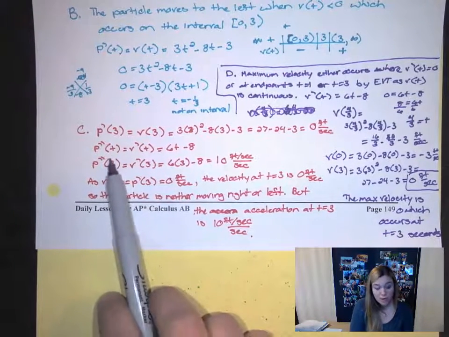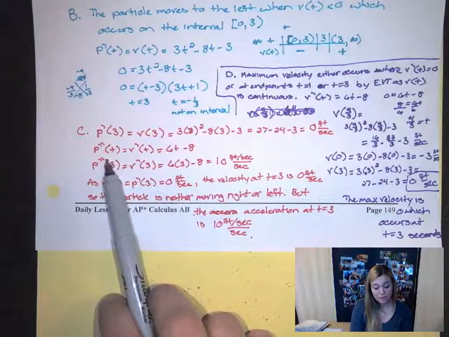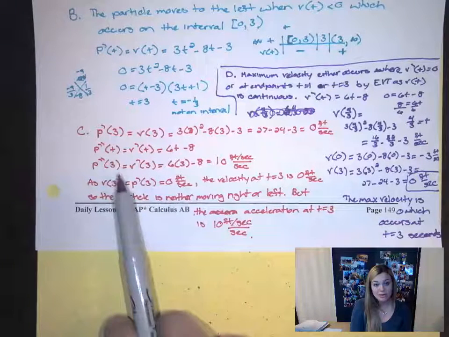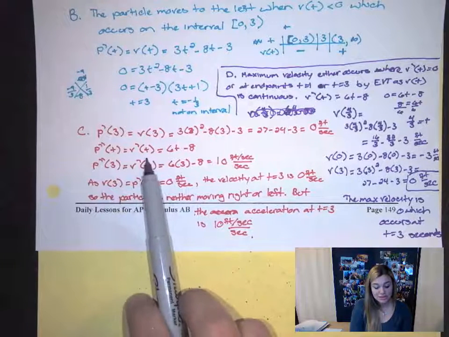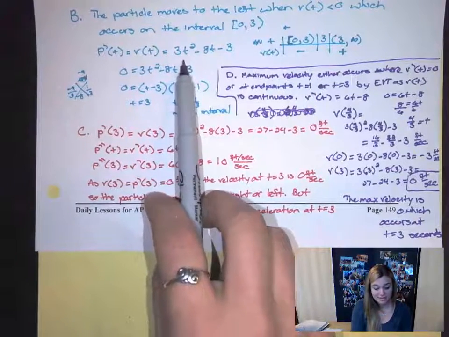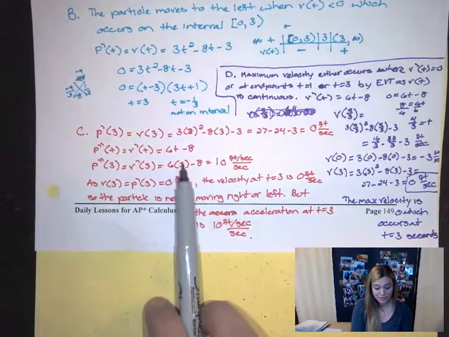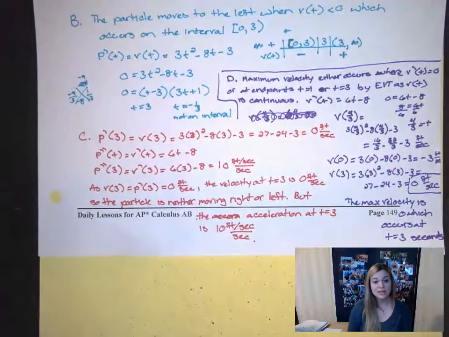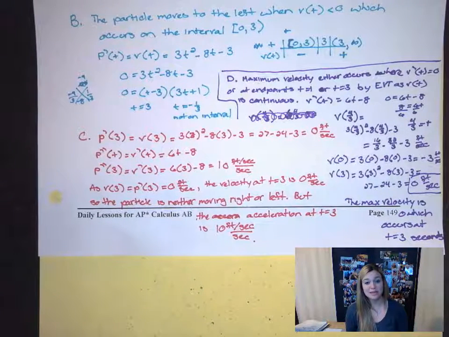For p double prime, we haven't found that yet. So I found p double prime of t before I could find it of 3. That's just the derivative of velocity. The derivative of velocity would be 6t minus 8. That's written down here. Substitute in 3, and you end up getting 10 feet per second per second. Make sure to indicate units of measure in these.